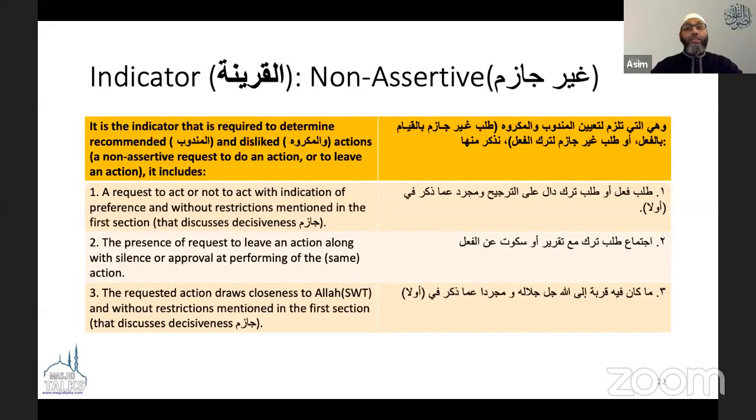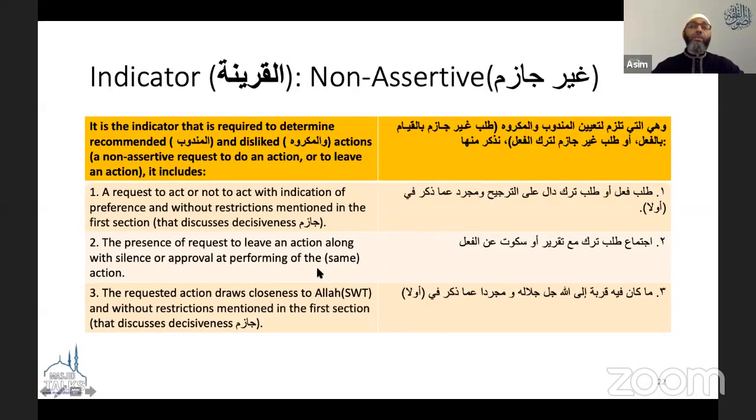And inshallah we'll go into a little bit of detail with examples that will clarify things. The second one is the presence of a request to leave an action along with silence or approval at the performing of the same action. So hence, if the action was commanded to be left, but at the same time it was allowed when somebody was doing it and there was approval there, meaning either by the silence from Rasulullah sallallahu alaihi wasallam when the action was done, or approval by Rasulullah sallallahu alaihi wasallam.